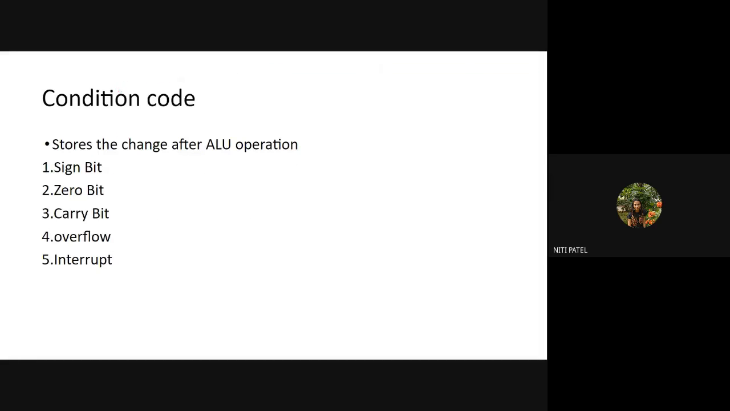Let us see another register, that is the condition code register. What is this condition code register? Whatever ALU operations I do, addition, subtraction, multiplication, division, logical AND, logical OR, shift, complement, the status of the operation is stored with the help of some condition codes. Which are those condition codes? You have sign bit, zero bit, carry bit, overflow, interrupt. Now let me show you the diagram.